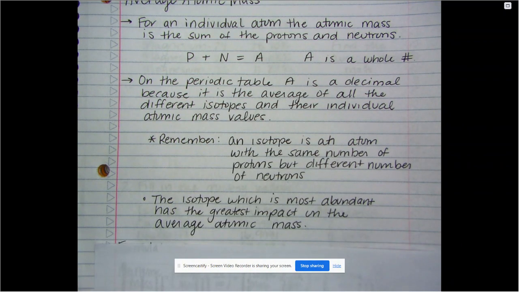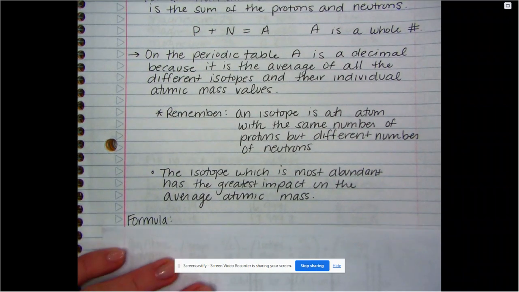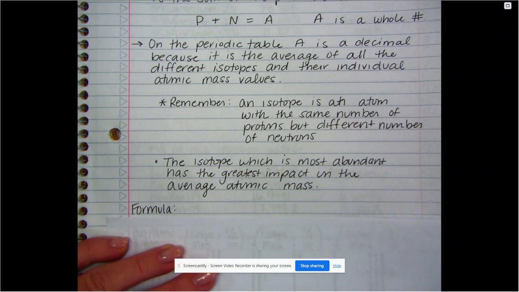So the formula to figure out what the average atomic mass is takes a look at what the mass of each individual isotope is, as well as how abundant it is, how much of it is present in nature, how much of all the carbon is carbon-12, how much of all the carbon is carbon-14. So it takes into account the abundance.